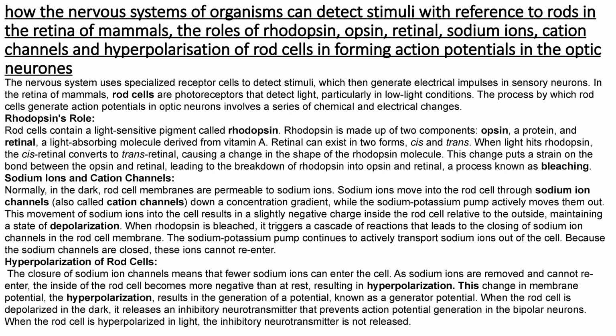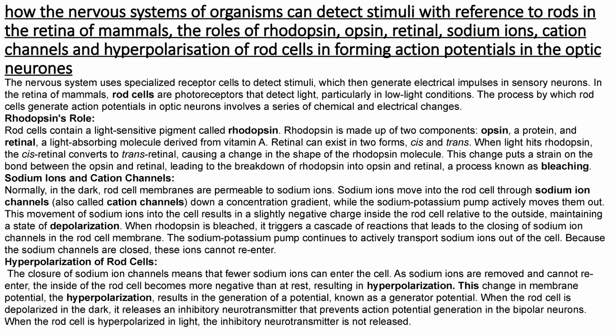Rhodopsin's role. Rod cells contain a light sensitive pigment called rhodopsin. The rhodopsin is made up of two components, opsin, a protein, and retinal, a light absorbing molecule derived from vitamin A. Retinal can exist in two forms, cis and trans. When light hits rhodopsin, the cis-retinal converts to trans-retinal, causing a change in the shape of the rhodopsin molecule. This change puts a strain on the bond between the opsin and retinal, leading to the breakdown of rhodopsin into opsin and retinal in a process known as bleaching.